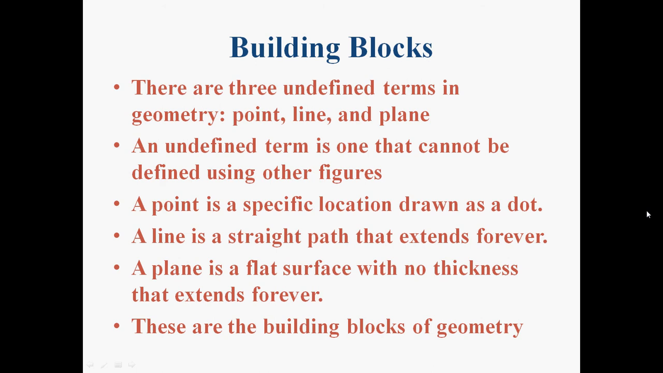Whereas a plane would be something like a piece of paper, or a wall. But in reality, a plane is a flat surface that has no thickness, that extends forever in all directions. These are the three building blocks of geometry. All of our other notions will be based on these three.